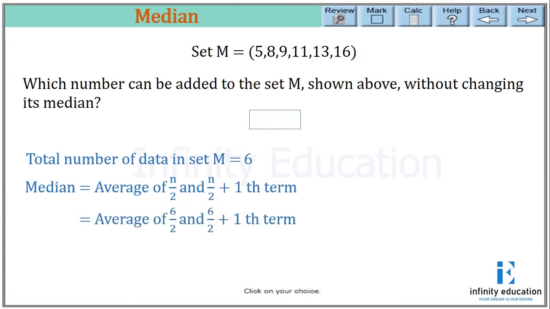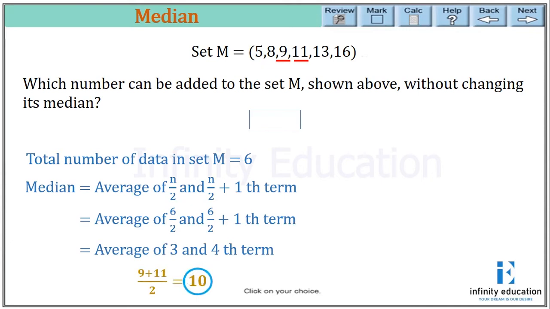As we have 6 data, the median should be the average of the 6 by 2 and (6 by 2 plus 1)th terms. That is the average of the 3rd and 4th terms. The 3rd and 4th terms are 9 and 11, so the average is 10. So that is the median of these 6 values. Now let's see what the question is asking.